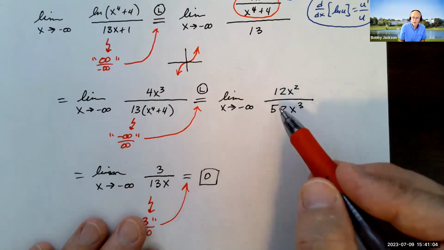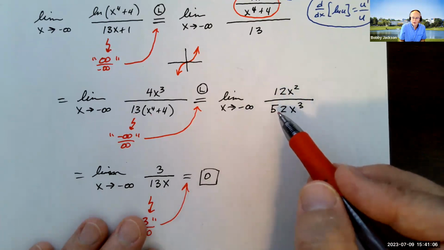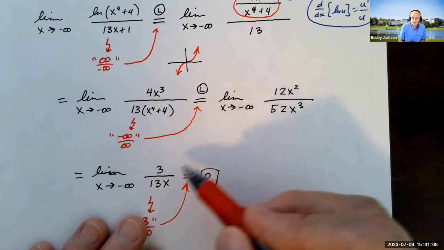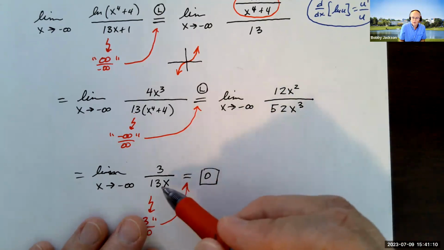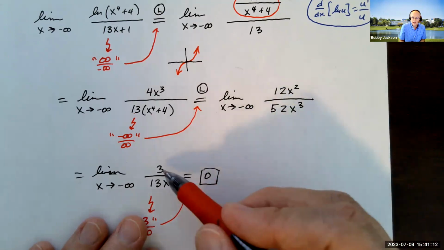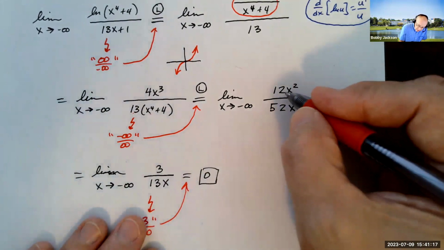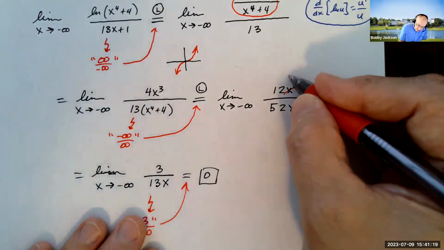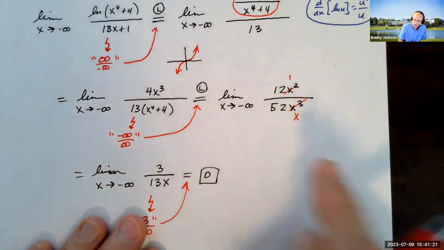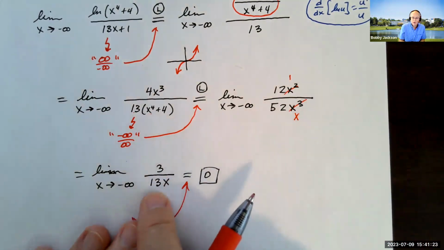Notice 12 and 52 have a common factor of 4. 12 divided by 4 is 3. 52 divided by 4 is 13. So 12 over 52 is 3/13. And what's x squared divided by x cubed? Well, I can divide top and bottom by x squared, and I'm left with 1 over x down here, right? So I just have 3 over 13x.